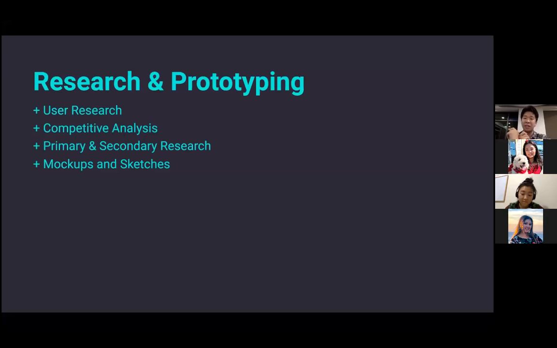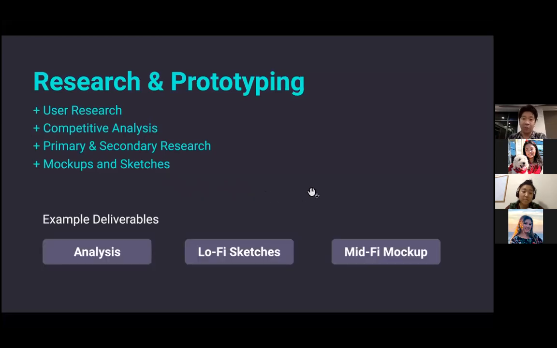You're mainly doing secondary research, because it's really hard to do primary research, which is talking to people face to face or actually doing an experiment, because it's a time crunch. But there are tons of resources online. Just a Google of your potential user or demographic is pretty awesome. So yeah, competitive analysis, mock-ups and sketches. These are the example deliverables you want to have by this stage, just to keep yourself on track.